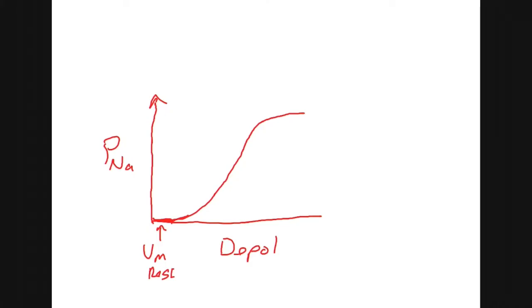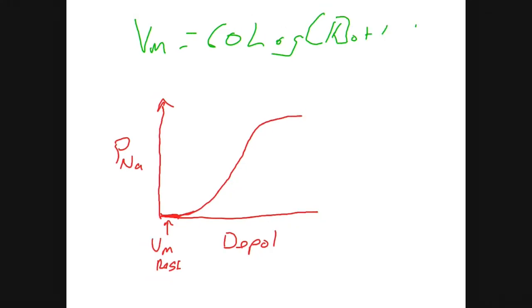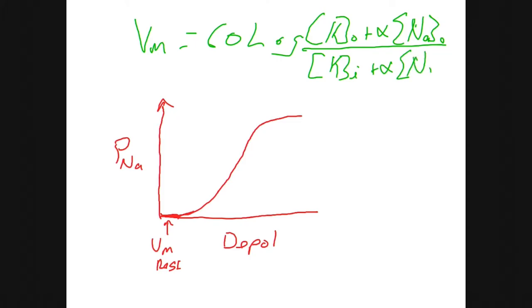Now, how does this scheme account for or explain the action potential? Does this help you explain the action potential? It's not intuitively obvious, but let's just step through it. Let me also put up here our old friend, the Goldman-Hodgkin-Katz equation. Vm is equal to 60 times the log of the outside potassium plus alpha times the outside sodium, over inside potassium plus alpha times the inside sodium. Again, alpha was PNa over PK.